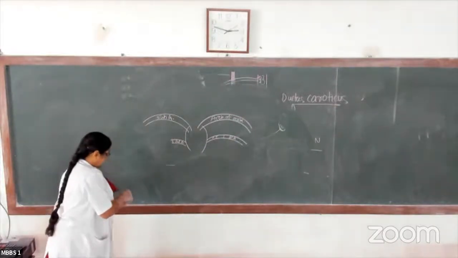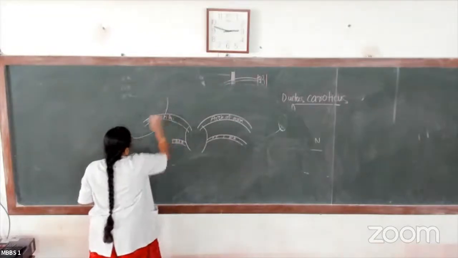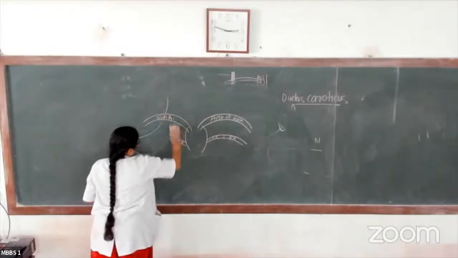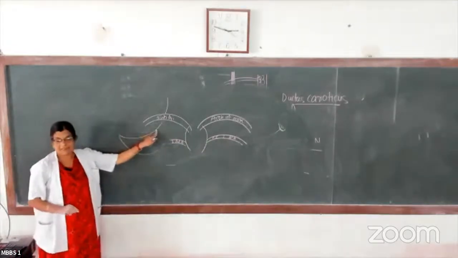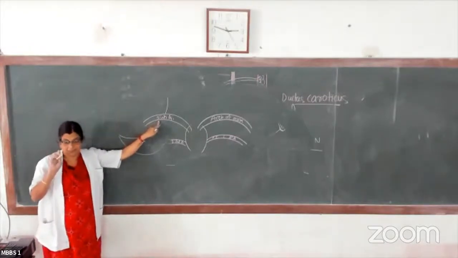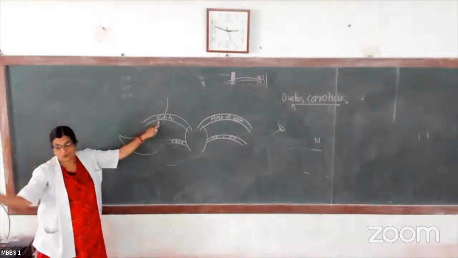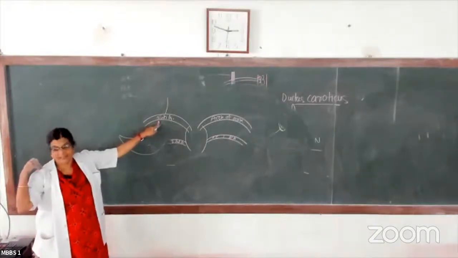So the recurrent laryngeal nerve will ascend upwards from this position. Okay, first it was like this, but it will ascend like this. And the subclavian artery remains in the neck. It will not descend down because it has to go to the upper extremity. So it will remain in the neck region.